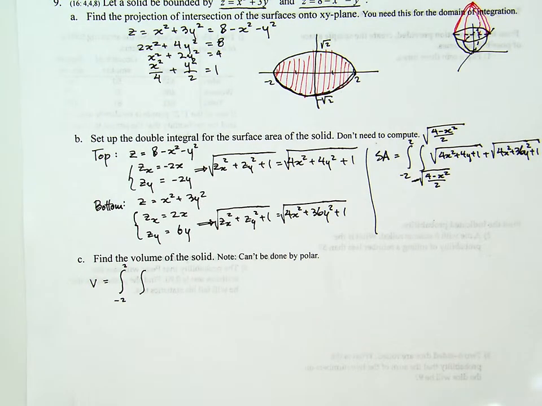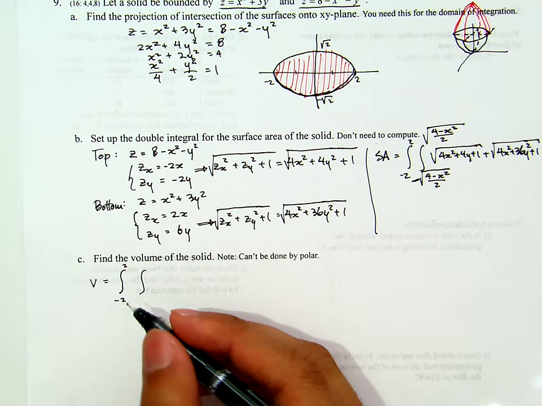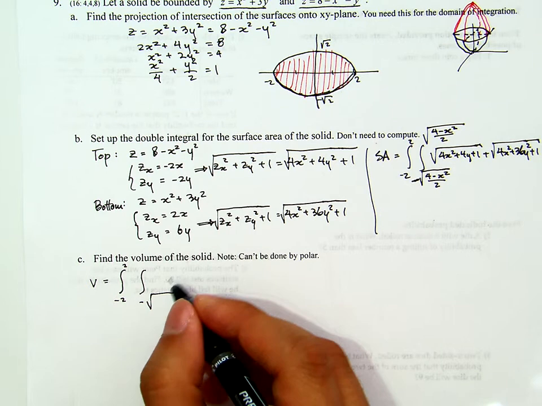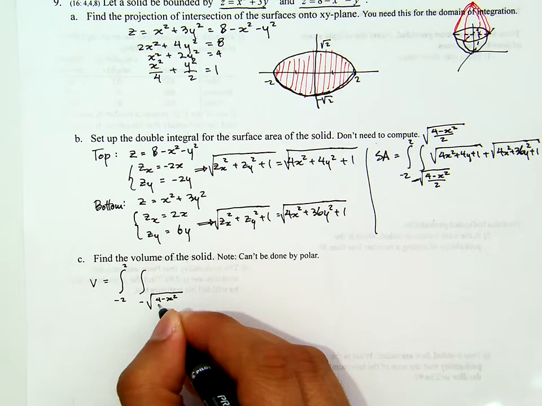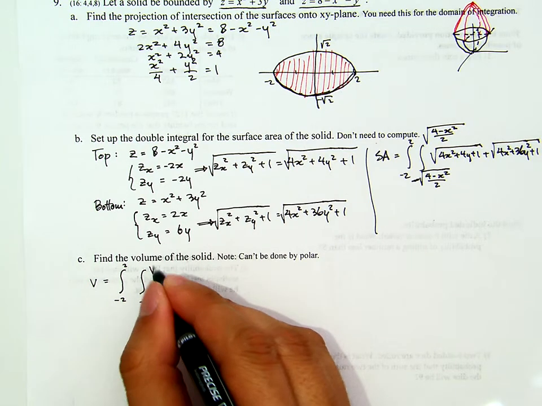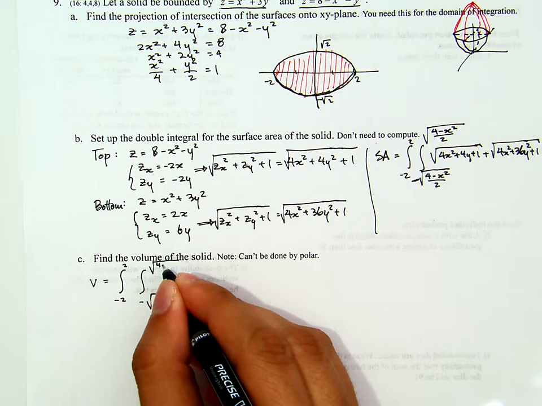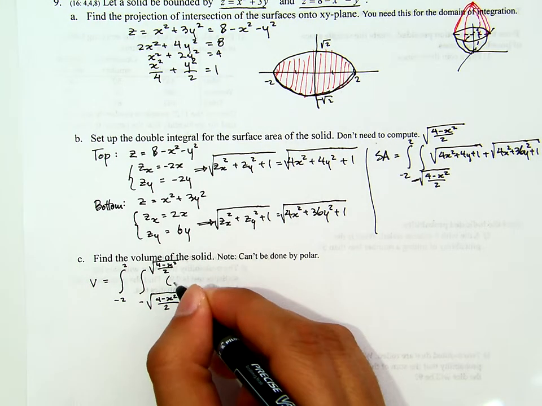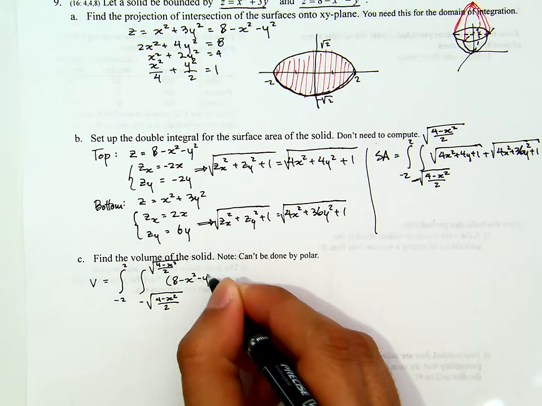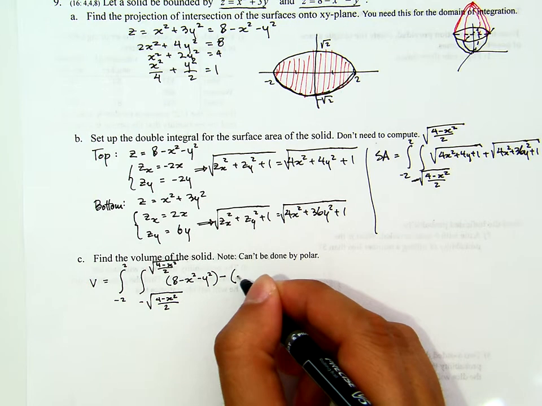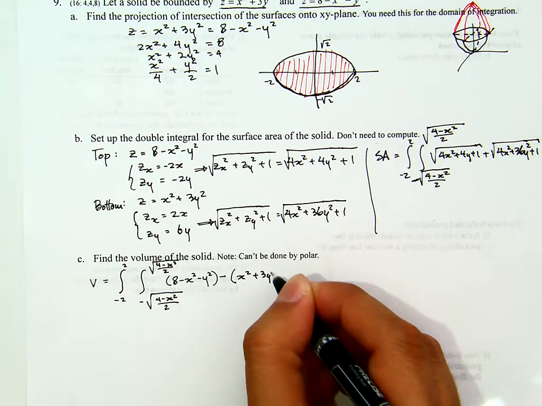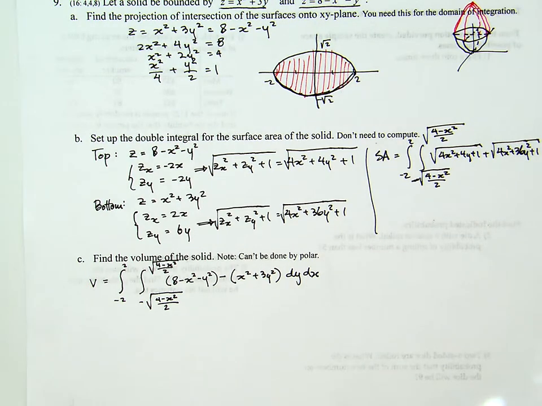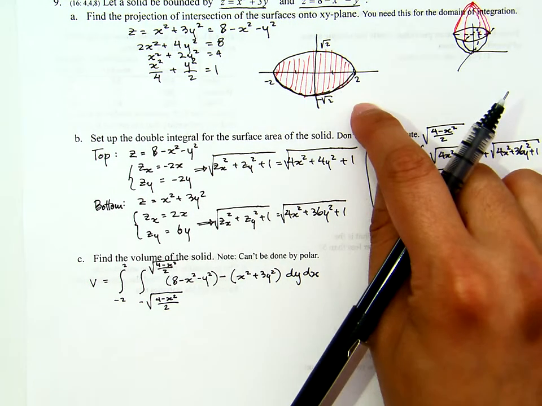Let's see, what would that be? That would be from negative square root of (4 minus x squared) over 2 up to square root of (4 minus x squared) over 2, and then the upper bound is 8 minus x squared minus y squared, minus the lower bound x squared plus 3y squared, dy dx. Okay, I get the domain of integration from that ellipse there.